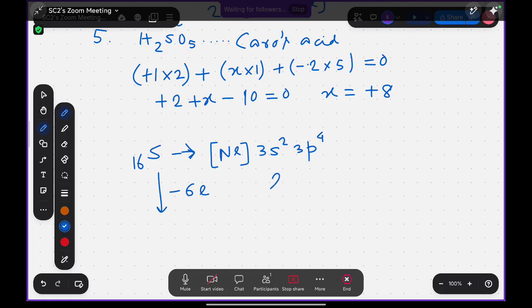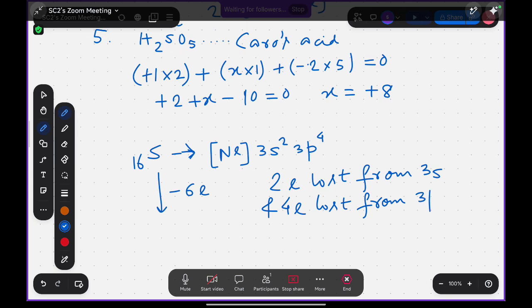That means 2 electrons are lost from 3s and 4 electrons are lost from 3p. If the 6 electrons are lost from the last shell, then sulfur achieves a noble gas configuration, the configuration of the nearest noble gas, that is neon. That means sulfur at the maximum can lose 6 electrons.